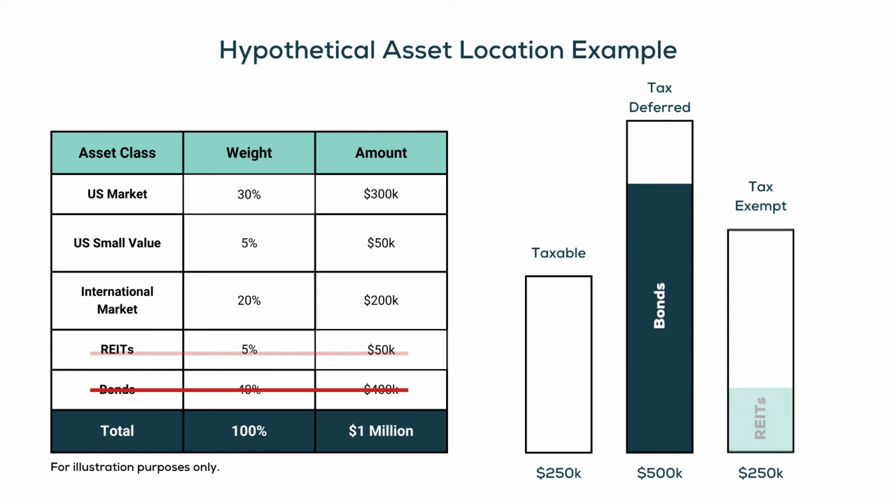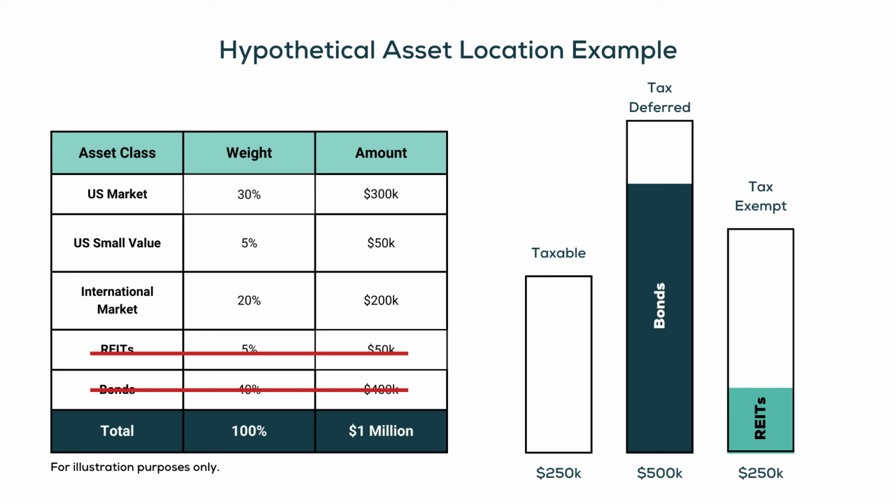So they have a high tax bill, meaning that we want to avoid our taxable account, and also relatively high growth, so we want to avoid our tax-deferred account. Just like bonds are basically made for your tax-deferred accounts, REITs are basically made for your tax-exempt accounts. So we'll stick them in there.